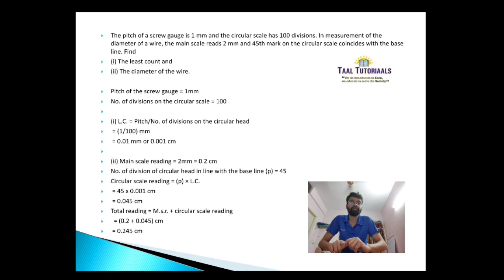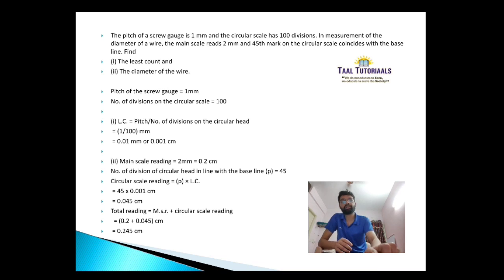Number of divisions is 45. Circular scale reading is number of divisions into least count, that is 0.001 centimeter. So multiplying 45 with 0.001 centimeter, we get 0.045 centimeter. The total reading here is main scale reading plus circular scale reading, that is 0.2 plus 0.045. So we are getting 0.245 centimeter as the diameter of the wire, or you can say total observation of the rod. I think we are pretty clear now.